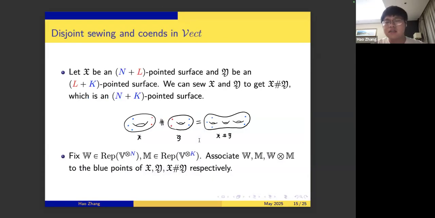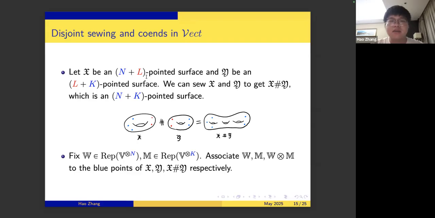Actually, we can solve this problem with another approach that is called disjoint sewing. And with the help of disjoint sewing, we can prove that the dimensional transformation defined by sewing conformal blocks is a coend in the vector space category, the finite dimensional vector space category. So in order to describe the geometric data of disjoint sewing, I use this page.